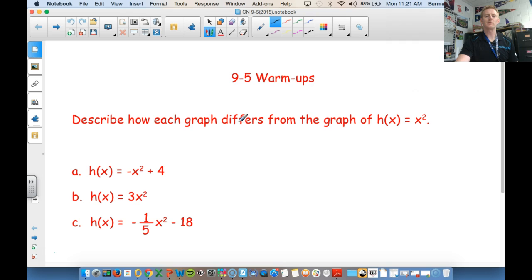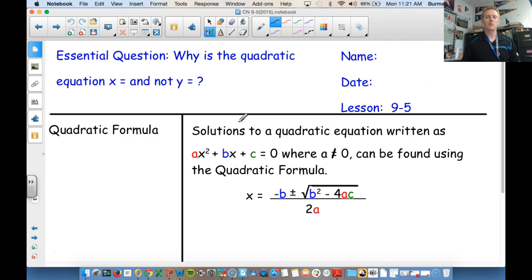And then let's get started today. We're talking about the quadratic equation today. And it's super important that you guys write down this formula.